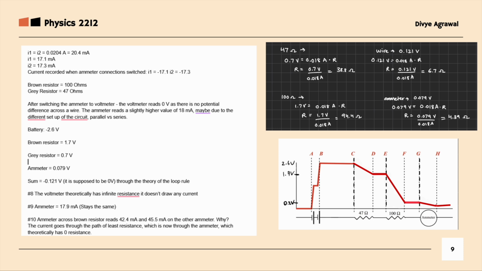There's 1.7 volts difference through the brown resistor, 0.7 through the gray resistor, and theoretically there's supposed to be no difference across the ammeter because it has no resistance, but obviously in real life there will be. The sum ends up being negative 0.12, but it should be 0 because of the loop rule. The voltmeter has infinite resistance, theoretically, so it doesn't draw any current.